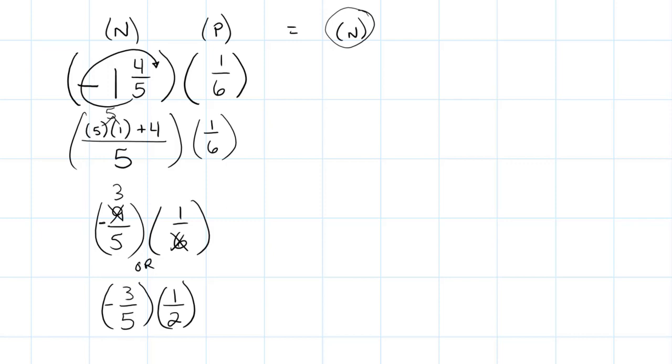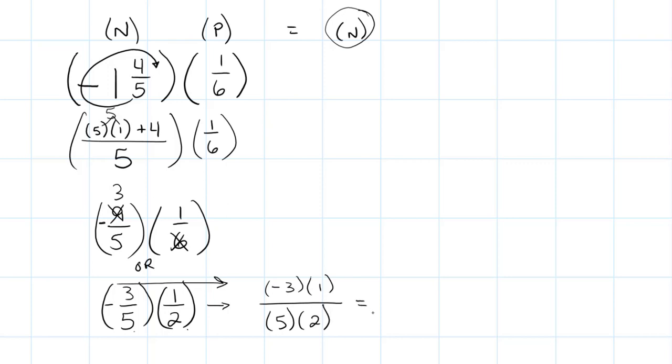And now we've reduced our fractions down to a point where when we multiply, we're going to multiply numerator times numerator. So this is going to be negative 3 times 1. And denominator times denominator, this is going to be 5 times 2.